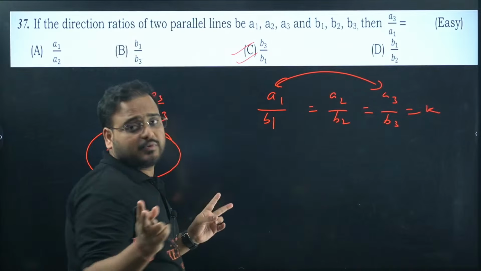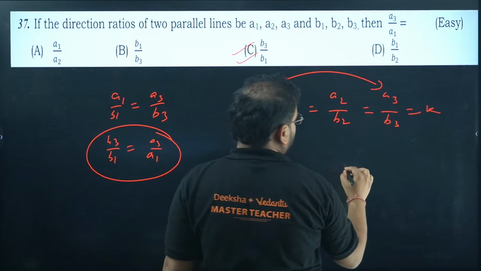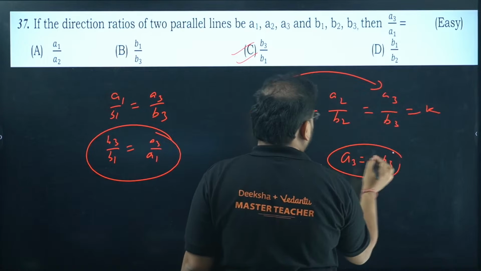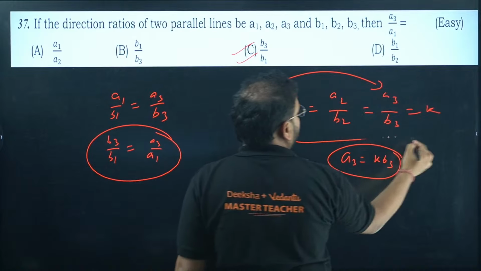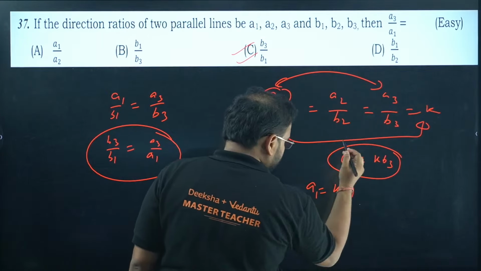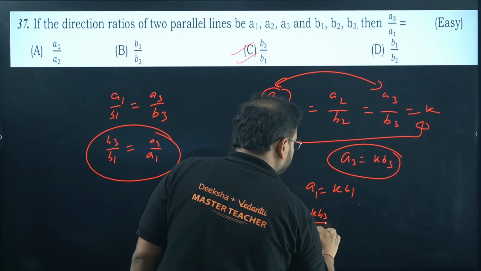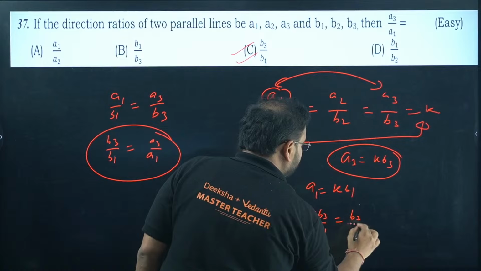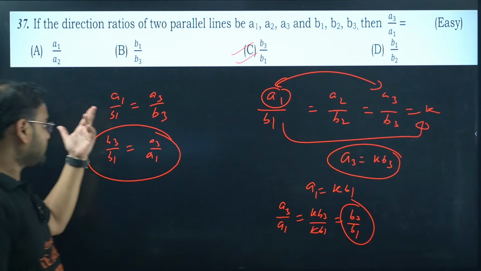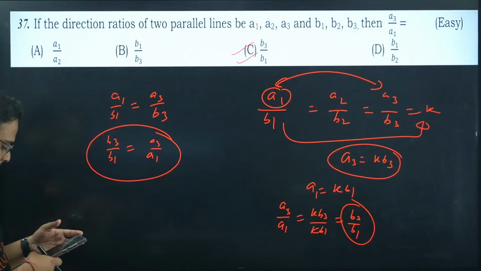So there are two ways to solve this question. Use the rearrangement or simply set it equal to K. Find the value of A3 from here, it will become K B3, and find the value of A1, you'll get A1 as K B1. The ratio A3 by A1 will become K B3 by K B1. Answer is B3 by B1. Your choice. Okay, any problem? I hope not. Yes.